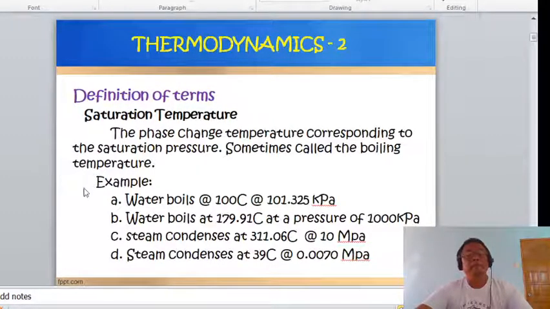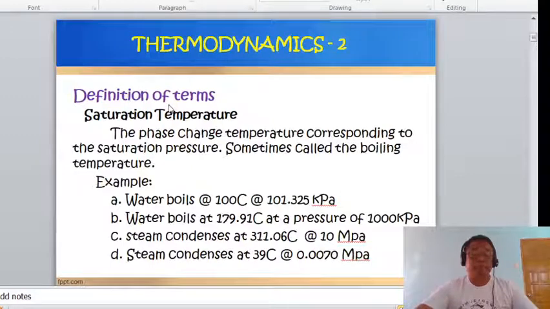Another: steam water condenses at 311.06 degrees Celsius at 10 megapascal. Meaning the steam will condense, will turn again into water, at 311 at a pressure of 10 megapascals. Or steam condenses at 39 degrees at 0.007 megapascal.